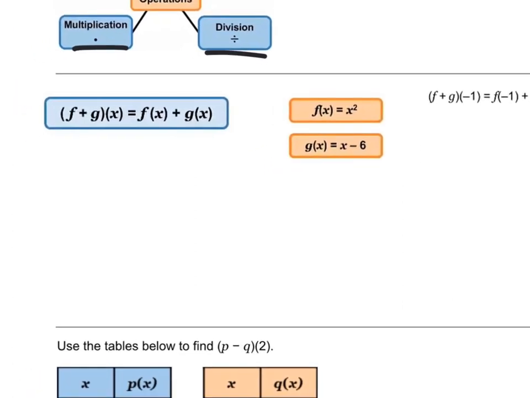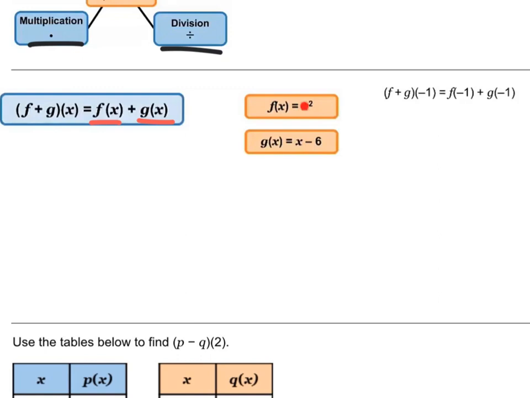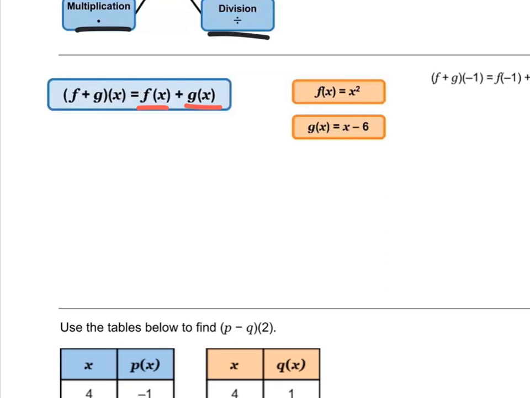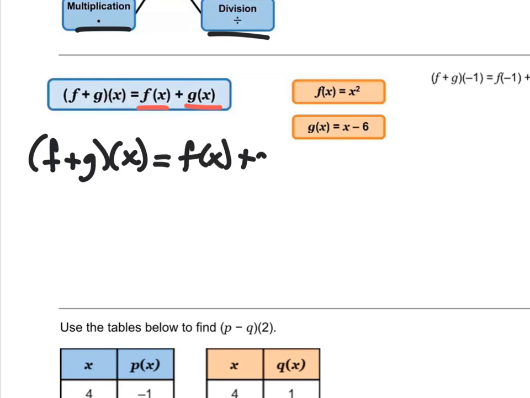On this first one, we are adding two functions f and g. We use this notation here. This is really important: if you see f plus g of x, then that means you're taking the function f and adding the function g to it. Let's write this out real quick. If I take f plus g of x, then that gives me f of x plus g of x.